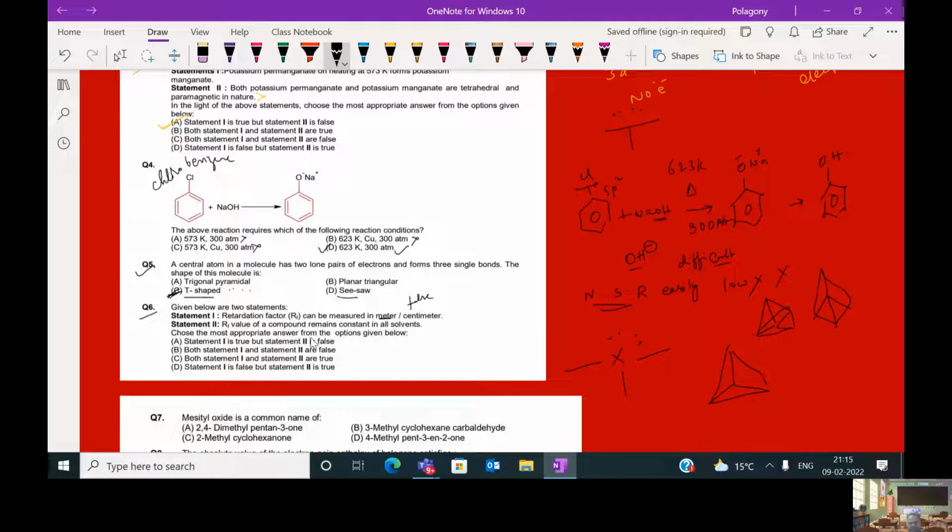The other one: RF value of a compound remains constant in all the solvents. No, it differs from solvent to solvent. So both statement 1 and statement 2 are false, and B is the correct answer.